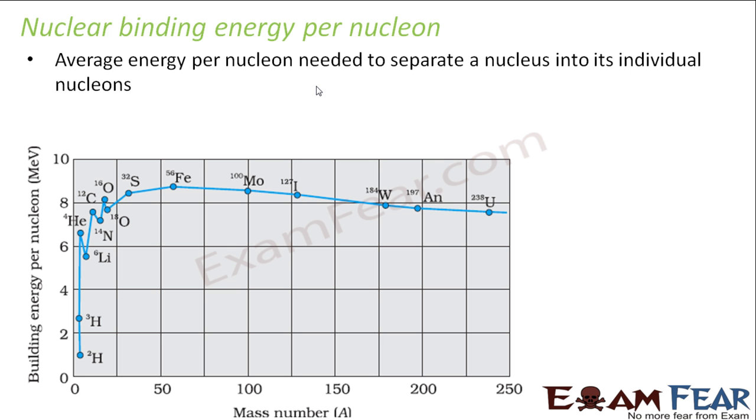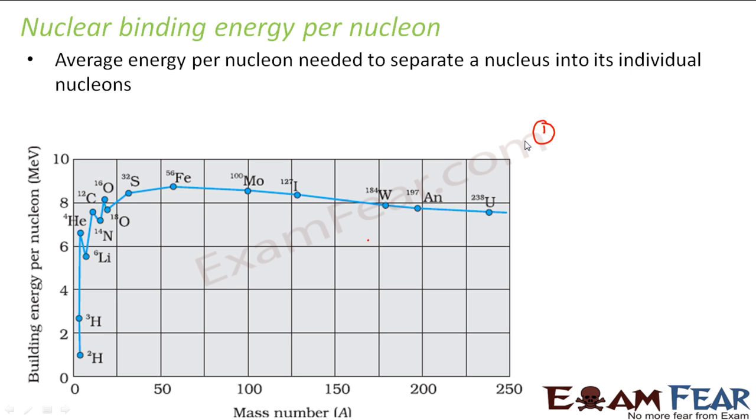There are basically three things which we observe here. Initially the graph is increasing. After that the graph becomes almost constant for quite a long time, and then again, towards the end of the curve, it starts decreasing, right? So the binding energy per nucleon remains constant in this middle portion of the graph. So what are our conclusions from this graph?